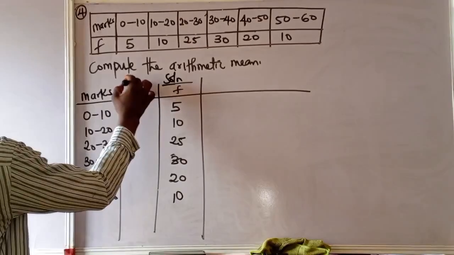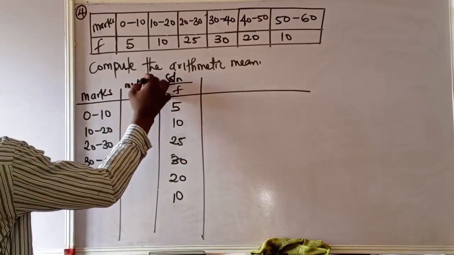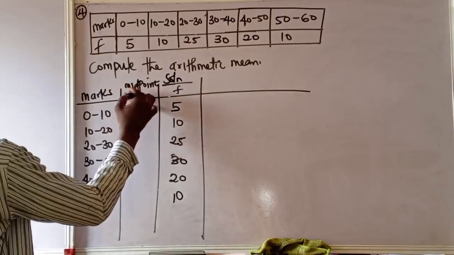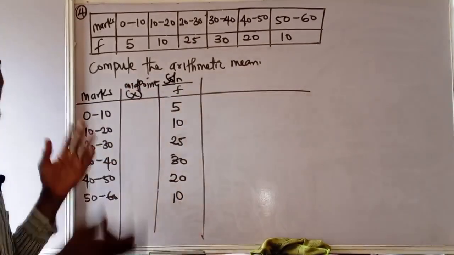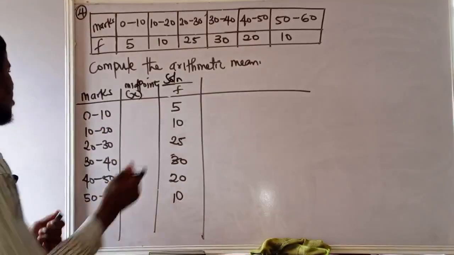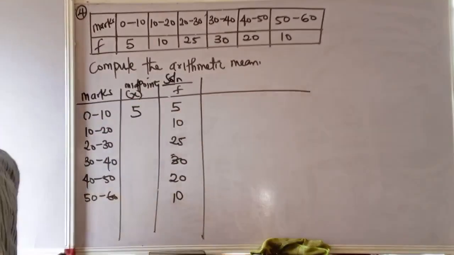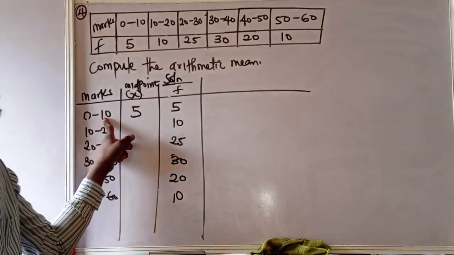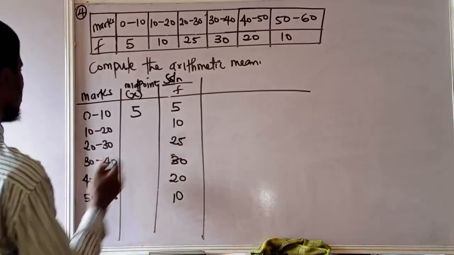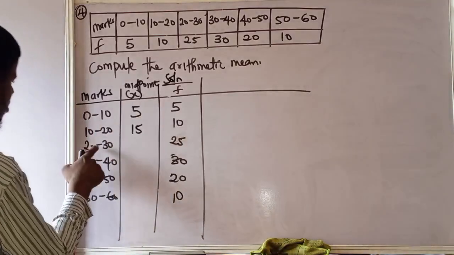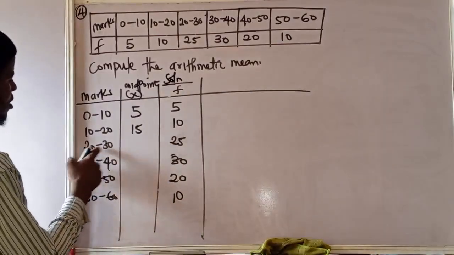Okay, this is what I want to call the midpoint, and let that midpoint be x. So the midpoint is the number in between. Between 0 and 10, we have 5. You can just say 0 plus 10, 10 divided by 2, 5. 10 plus 20, that's 30, divided by 2, that's 15. And this will give me 25. The midpoint of 20 and 30 is 25.